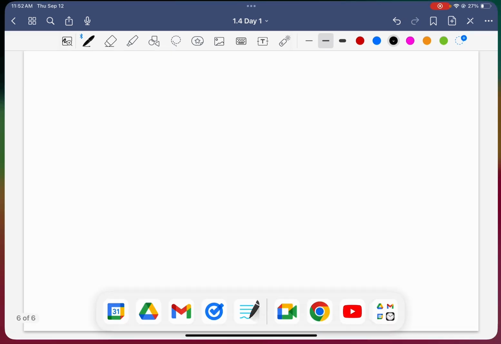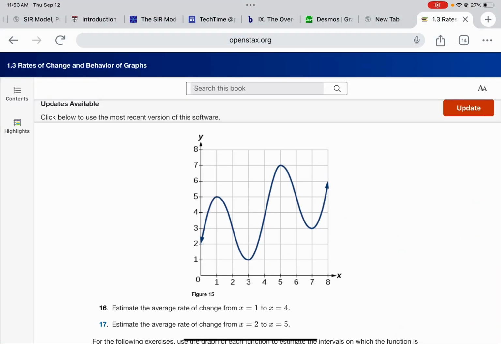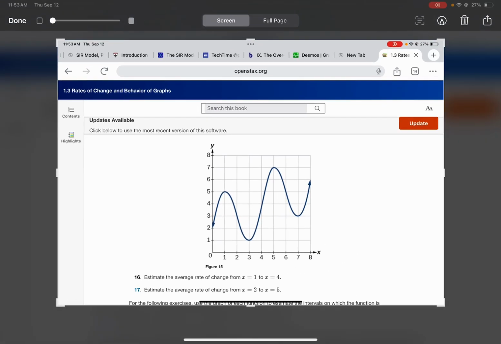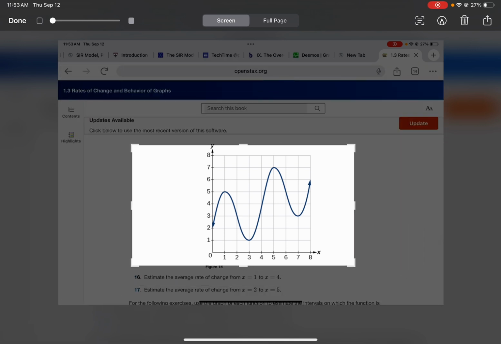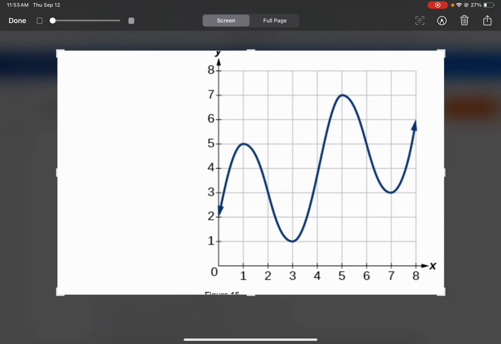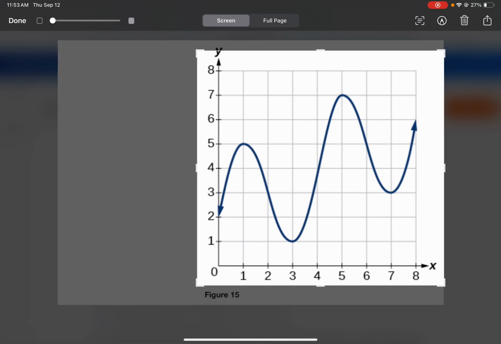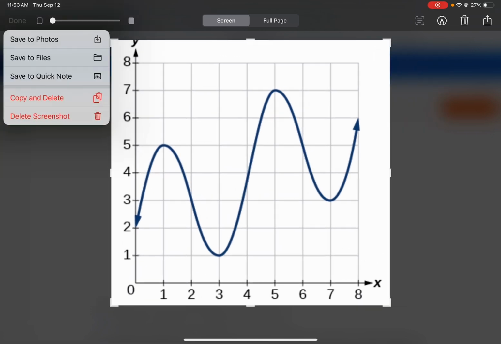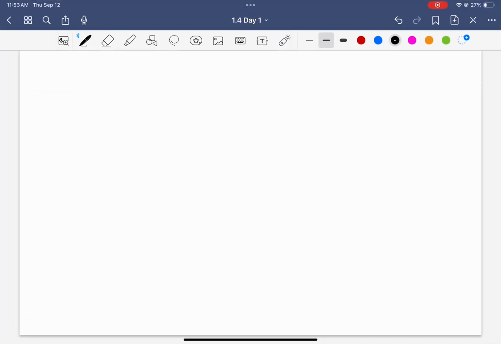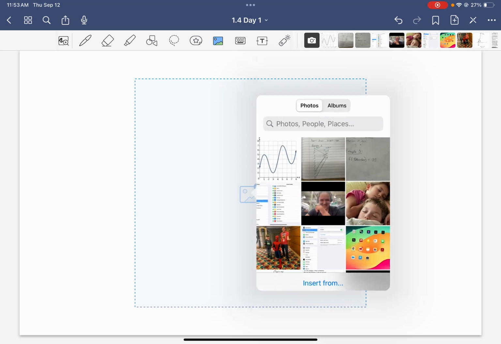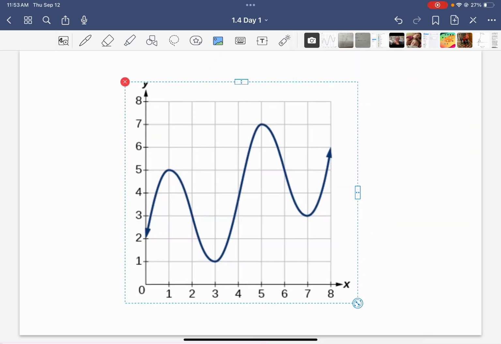Now I look at what comes after 15: 17 and 19. So if I look at 17 and 19, I'm going to take a picture. I'm going to crop it. So 17 and 19. I'm going to say done, save to photos. So on yours, here, paste.